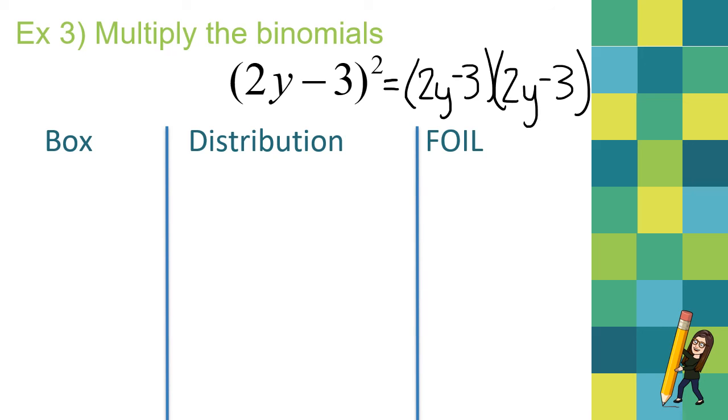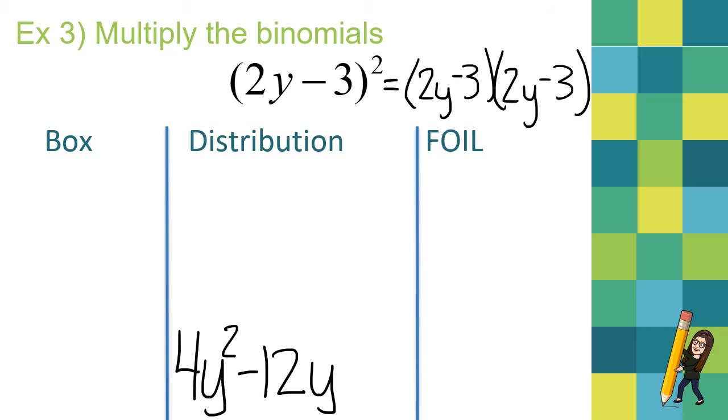All right, so let's take a look. Your final answer should have been 4y squared negative 12y plus 9. All right, so your first was 2y times 2y. Your terms that you would have had to have combined were negative 6y and negative 6y. And then you also had negative 3 times negative 3.